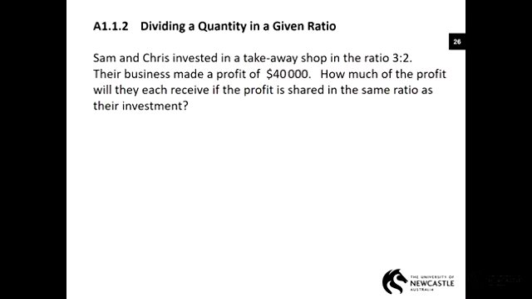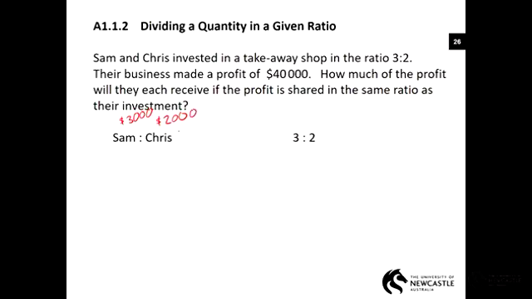Okay, so Sam and Chris invested in a takeaway shop in the ratio of 3 to 2. Their business made a profit of $40,000. How much of the profit will they receive if the profit is shared in the same ratio as their investment? In other words, for every $3 Sam gets, Chris only gets $2, because that's the ratio they invested in, that's the ratio they'll get back. Like for every $300 Sam gets, Chris will get $200, $3,000, $2,000.